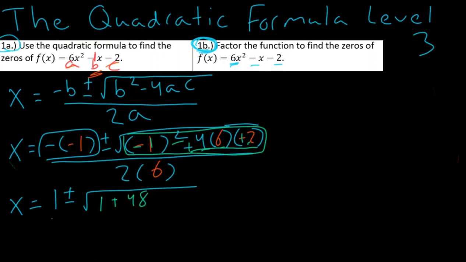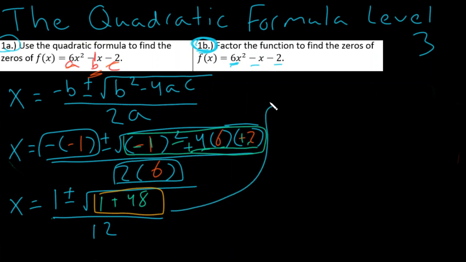If you struggle with multiplication, I would truly encourage you to use your calculator. 4 times 6 times 2. And on the bottom we have 2 times 6, which is 12. Now, if you will recall what we've done earlier, we always want to simplify the inside of our square root one more time. So let's just bring this up here. And now we have x equals 1 plus or minus the square root of 1 plus 48. Well, that's going to be 49. And that's going to be all over 12.